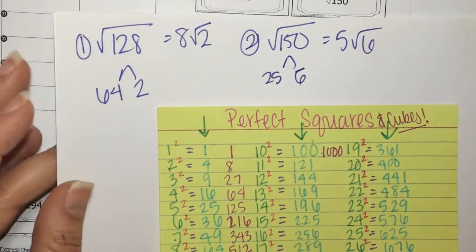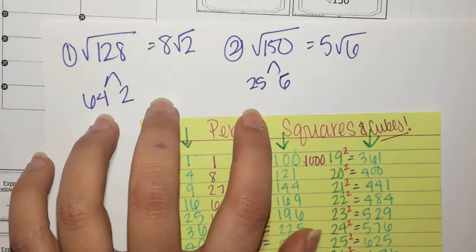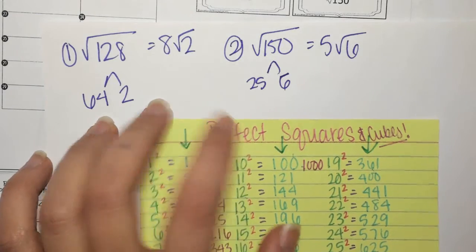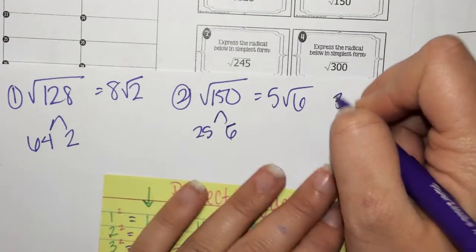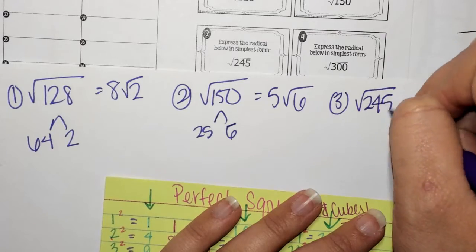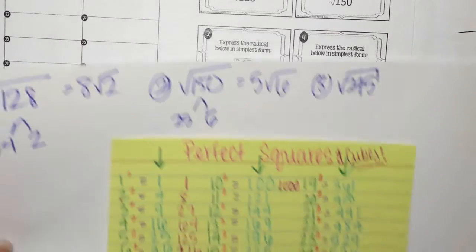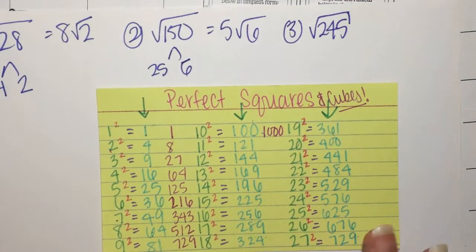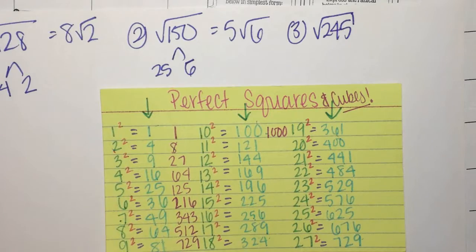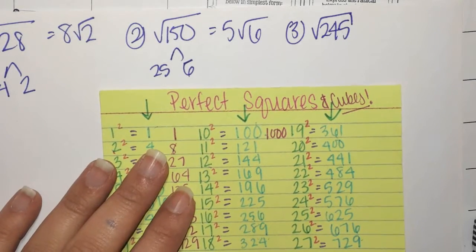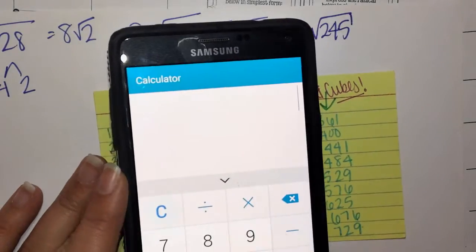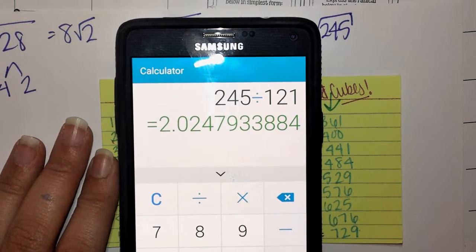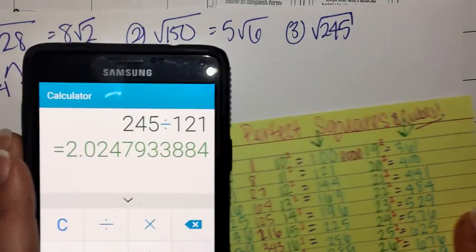Alright, any questions on 1 and 2? Alright, number 3 is the square root of 245. So half of 245 would be, what, 123-ish something? So we could do 121, but I don't think that's going to go into it evenly. What I mean by going into it evenly is when you do 245 divided by 121, that is not a whole number. Does everybody understand? It is not a whole number, so you cannot use 121.